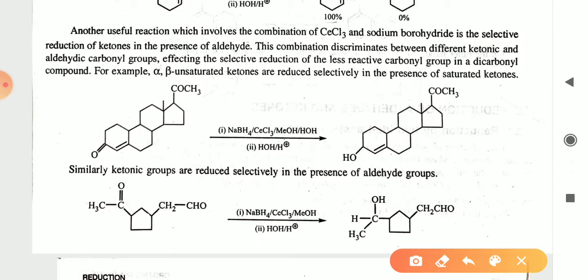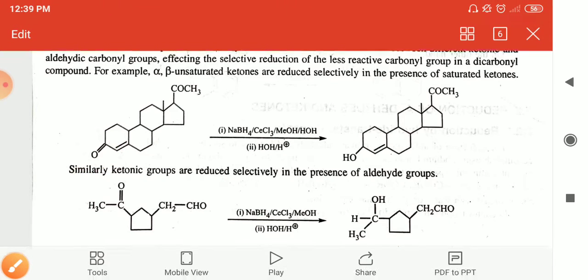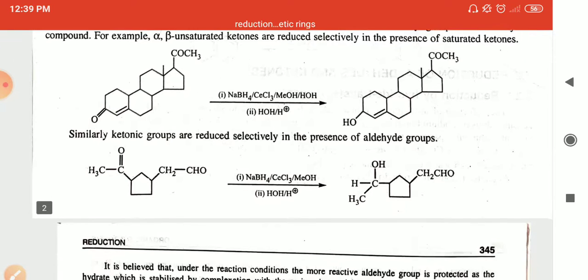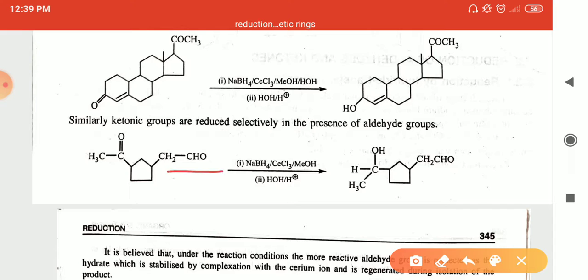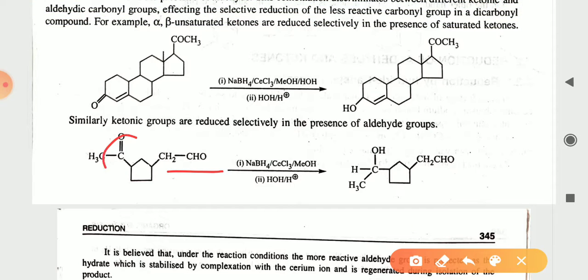Here you can see the C double bond O group will be reduced and it will give the alcohol over here. Similarly, a ketonic group is reduced selectively in presence of the aldehyde group. There is an aldehyde group present over here and a ketonic carbonyl group, and the ketonic group will be reduced in presence of sodium borohydride and CeCl3 and methanol. It will give the alcohol over here.